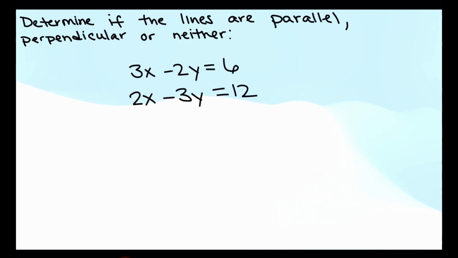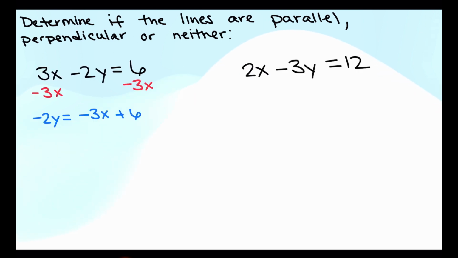Here's another example. We have the lines 3x minus 2y equals 6 and 2x minus 3y equals 12. If I want to determine if these lines are parallel, perpendicular, or neither, my first step is to find the slope of each. To find the slope, I'm going to put the lines in slope-intercept form. I'm going to solve for y.